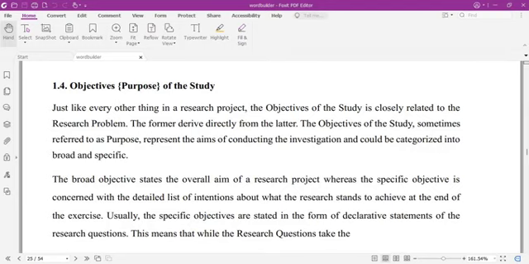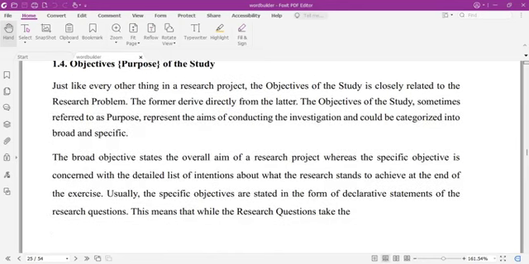The broad objective states the overall aim of a research project, the wider view of it, whereas the specific objective is concerned with the detailed list of intentions about what the research stands to achieve at the end of the exercise. So the broad objective is a wider view, and the specific one gives you more details of the intentions.